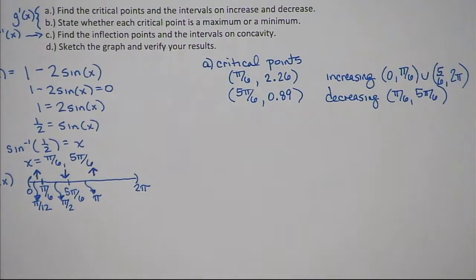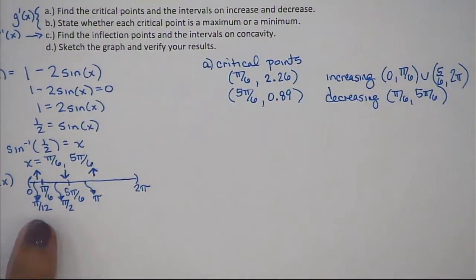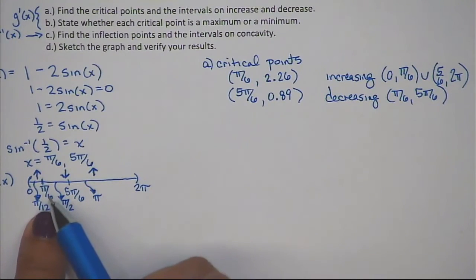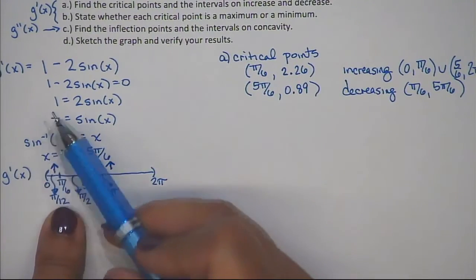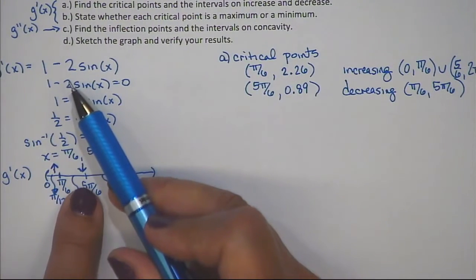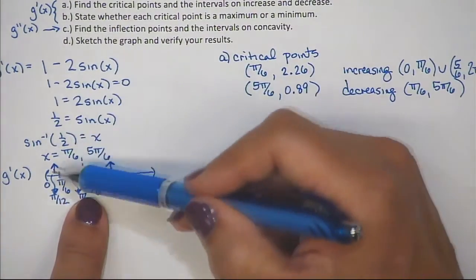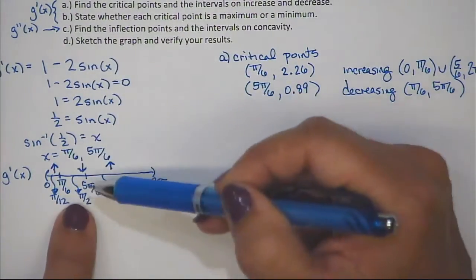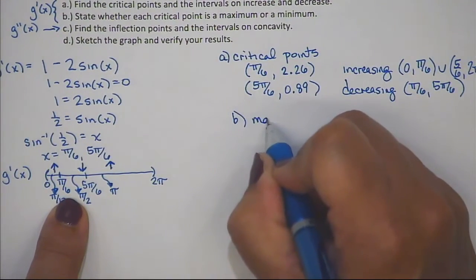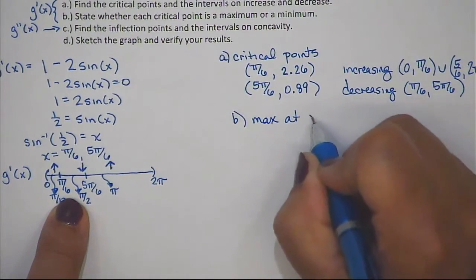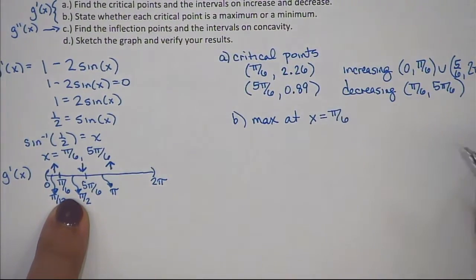Now I can answer part B. I don't have to do anything else for part B. Now state whether each critical point is a max or a min, or neither. Remember, it could be neither. All right, so our first critical point was pi over 6. What was going on to the left of pi over 6? We were increasing, so your graph's going up. And then to the right of pi over 6, we were decreasing. So we were going up and then down. So what is pi over 6? Has to be a max. So we're going to say there's a max at x equals pi over 6.